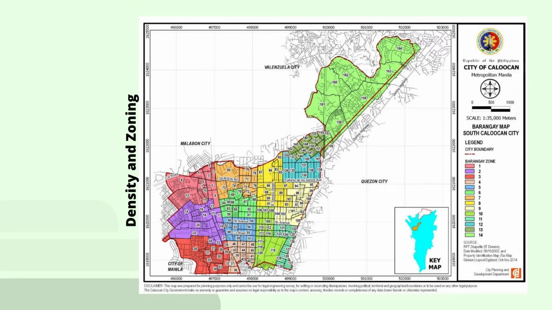Density and zoning. The city of Caloocan is divided into 16 zones, which is composed of 188 barangays. It is further divided into two political boundaries, namely District 1 and District 2. District 1 is composed of 70 barangays, which include barangays 1 to 4, 77 to 85, and 132 to 198. While District 2 is composed of 118 barangays, which include barangays 5 to 76 and 86 to 131.